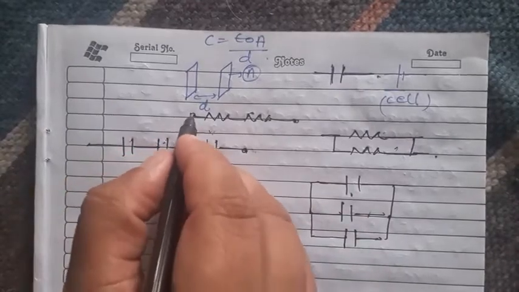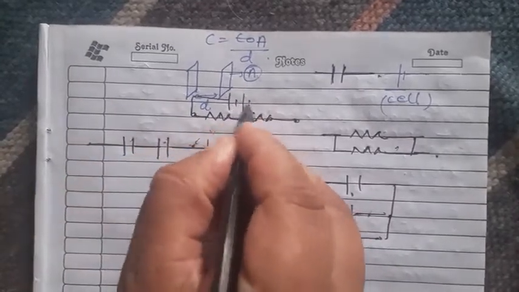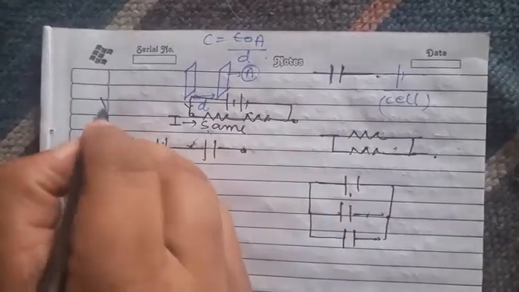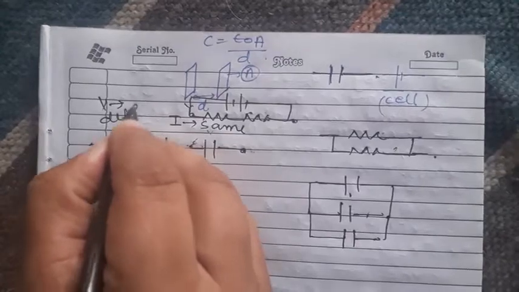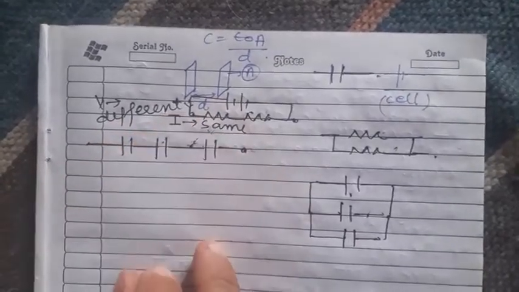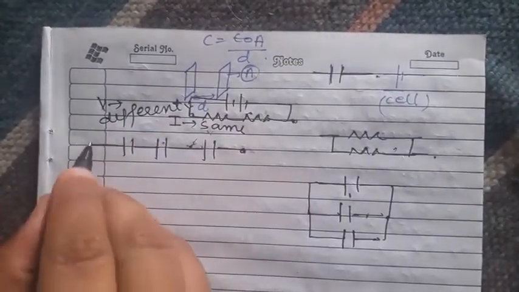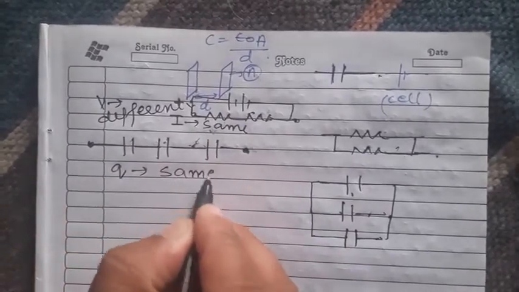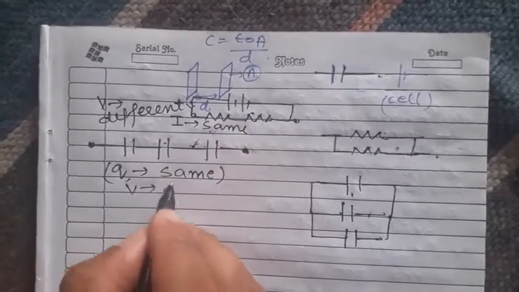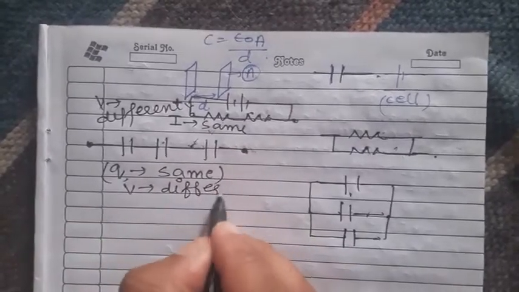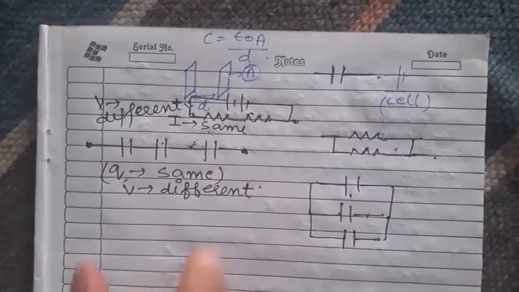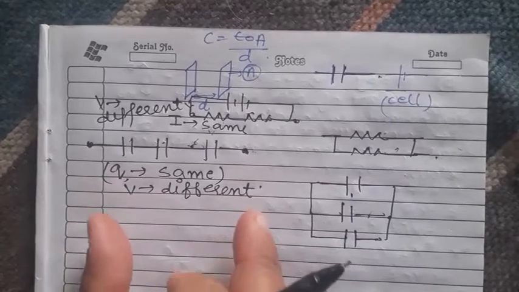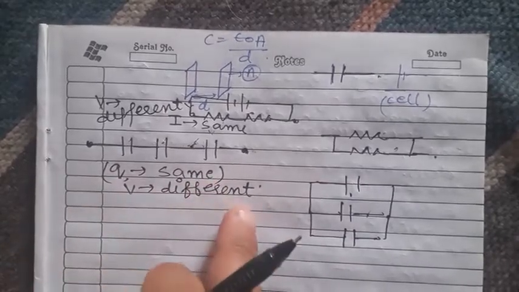Now you know that when resistors are connected in series in 10th class, current is the same, but potential will be different. In a similar way, when capacitors are connected in series, always remember, charge will remain the same, but potential will be different. This is the important thing. You have to remember that when capacitors are connected in series, charge will be the same, but potential will be different.